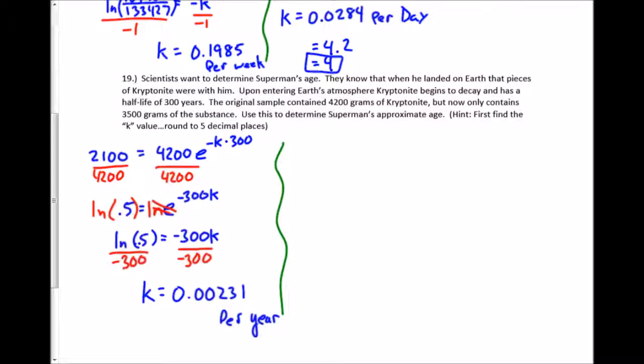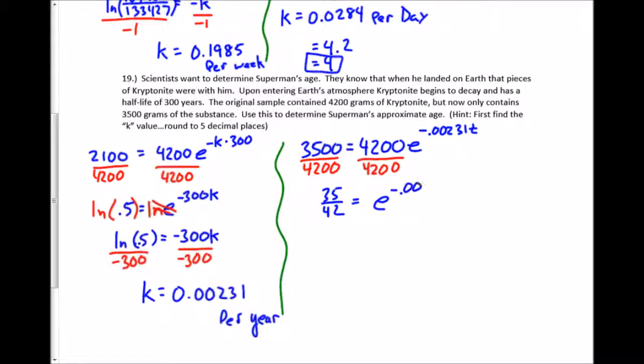And so now, if we look at this, it says that the sample contains 3,500 grams of the substance. So if I want to find out how old this is, it had 4,200 originally. It's down to 3,500. I know that the decay rate constant is 0.00231. And now I want to solve for time. So I'm going to divide each side by the 4,200. And again, you can just leave this the way it is. I'm going to immediately reduce it to 35 over 42 because those zeros can just go away. And of course, I can reduce that further. But there's not really much of a point in reducing it further.